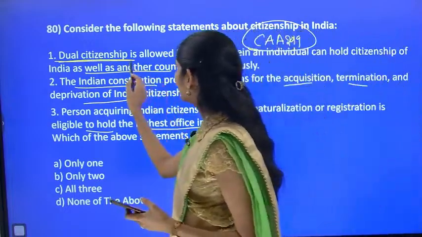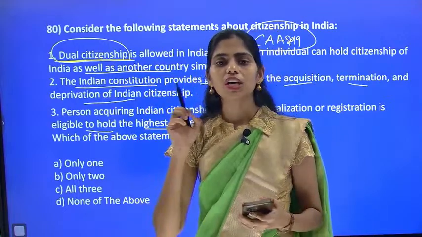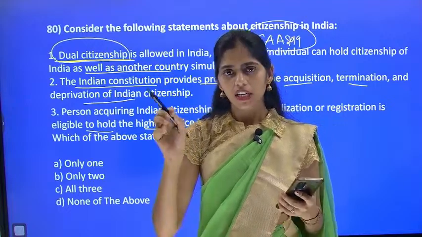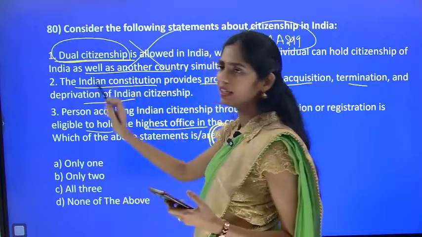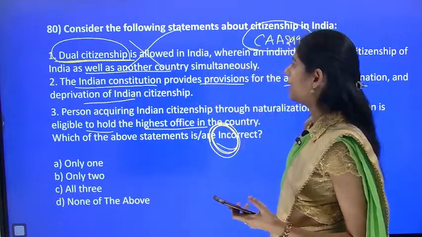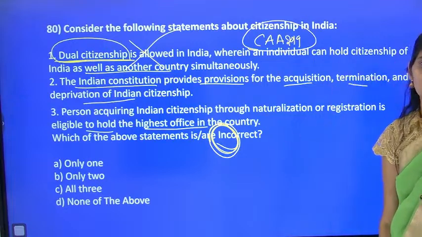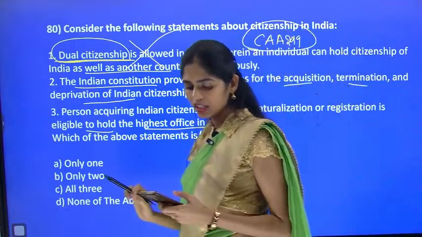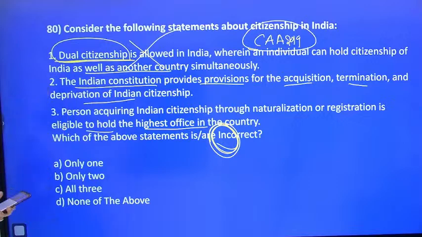So here already everyone knows about this dual citizenship. That means in India we are only allowing single citizenship. That means citizenship of India or any other country. So there is no concept of dual citizenship in India at all. Okay, but with this CAA, there is one question regarding whether we are allowing dual citizenship or not, but as of now, there is no provision of dual citizenship in India. So this first statement is incorrect.